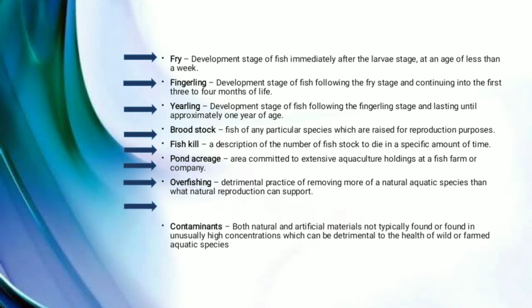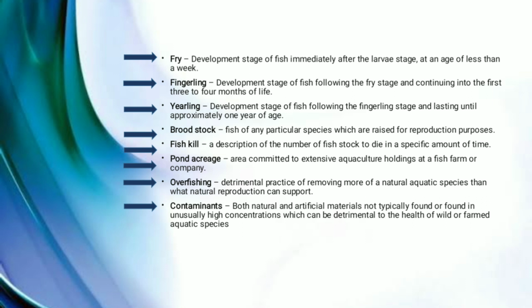And the last terminology is contaminants. Both natural and artificial materials not typically found, or found in unusually high concentration, which can be detrimental to the health of wild or farmed aquatic species. These contaminants or hazardous chemicals can endanger or threaten the life of your farmed animal. That can be if you are cultivating fish, or rearing some other animals in the form of broodstock, and they consume that polluted water.